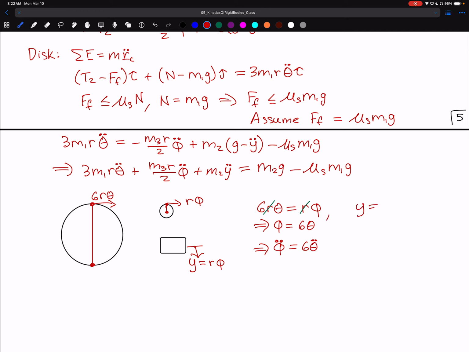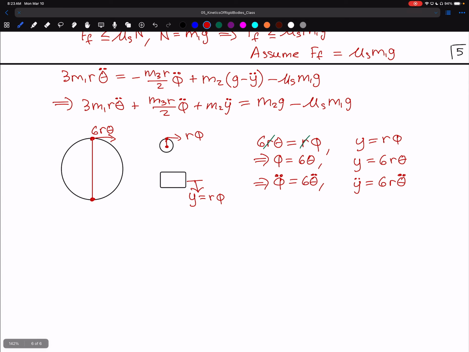Okay. So we said y is equal to r phi. Again, the wire is inextensible. If it was extensible, meaning there was a spring connecting the two, then this relationship between y and r phi would no longer be true. But it is inextensible, so this remains. So here we're going to get y is equal to 6r theta, and then y double dot will be equal to 6r theta double dot.